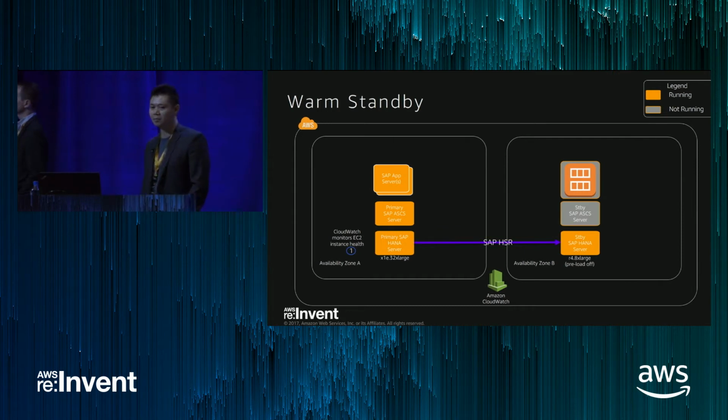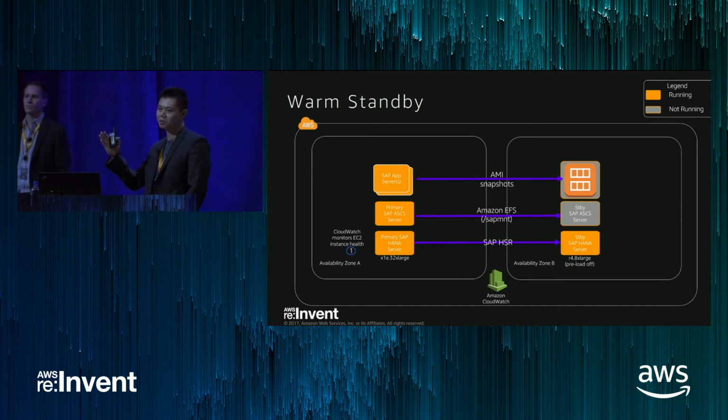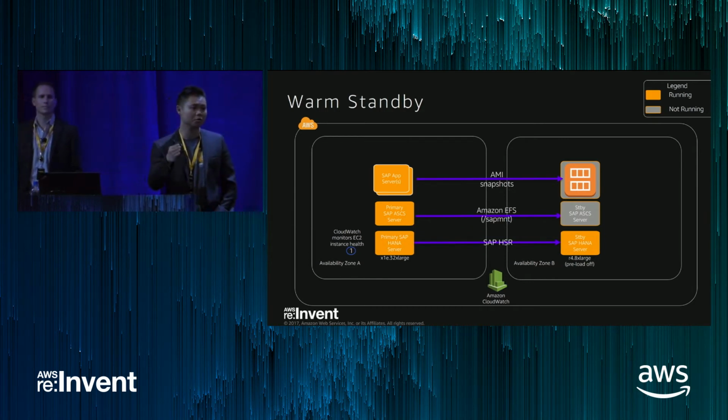So what do we do? We set up SAP HSR between the primary and the standby. Because this ASCS instance needs your SAP mount, we can use Amazon Elastic File System for that. Elastic File System, as you may know, is a regional service. And because this is a warm standby, for your app servers you can choose to use AMI snapshots to take golden copies of your application server images. Because AMI snapshots are regional, as soon as you take that snapshot, it's available in the other AZ.